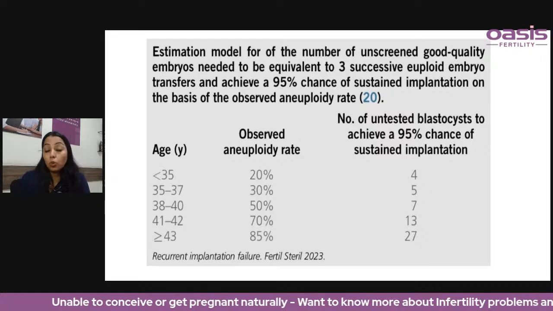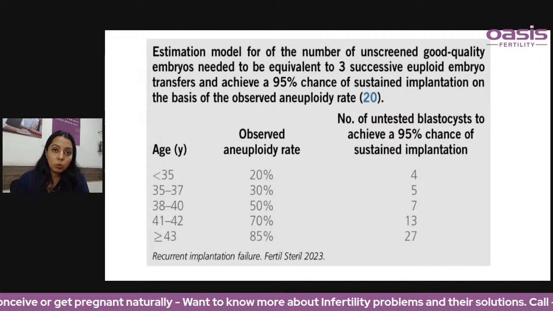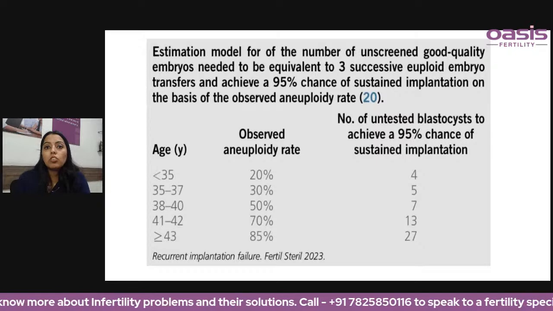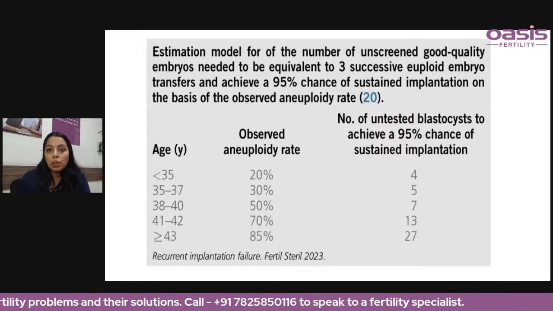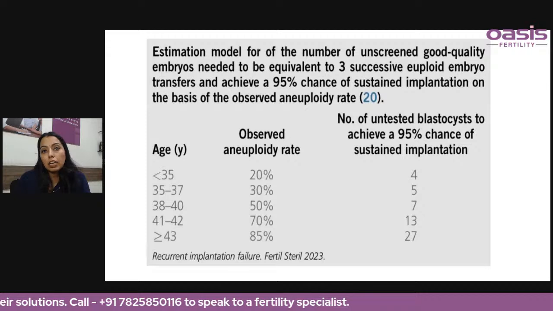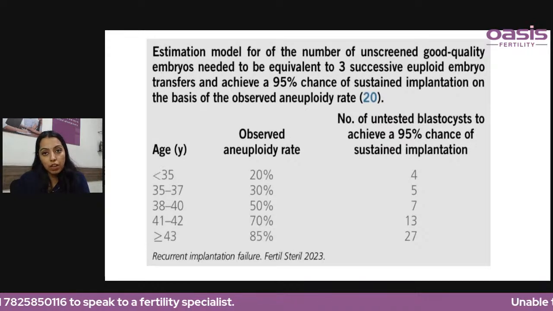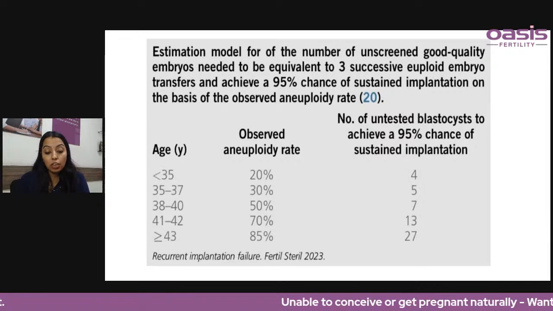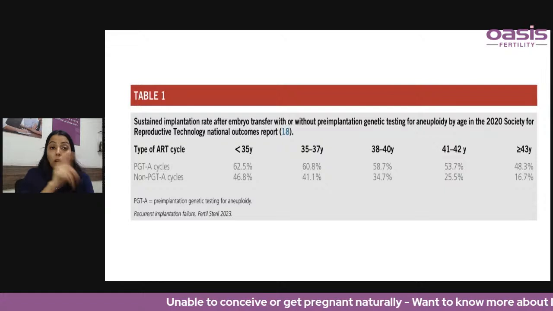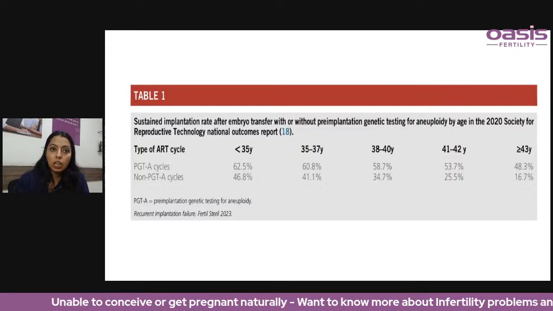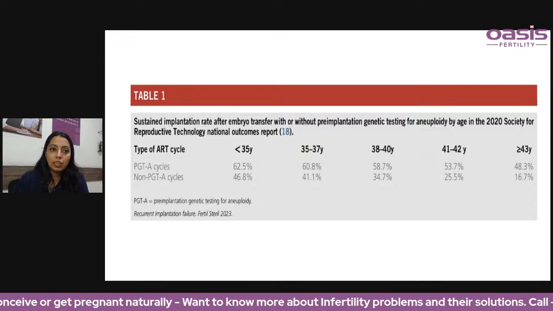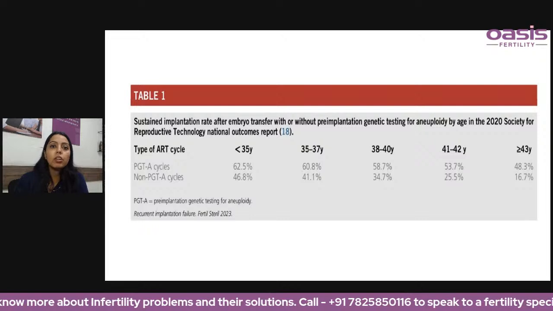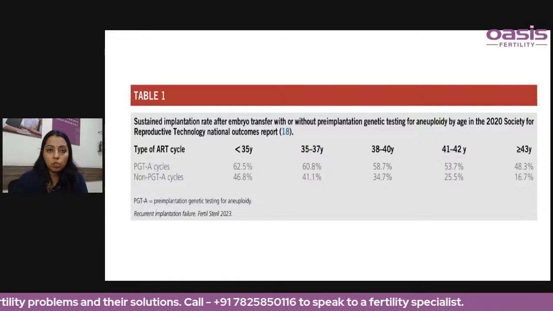Now, suppose you say, no, I don't want to undergo PGTA, I don't want that extra intervention. Well, in that case, if your embryos are untested, to help you achieve almost a 95% chance of implantation and a healthy pregnancy, at age 35 to 37, you need at least 5 untested embryos, and this number increases to as high as 27 at age more than 43. On the other hand, if I do a PGTA, across all ages, my implantation rate per cycle on an average would be approximately 50%, which is fairly good.